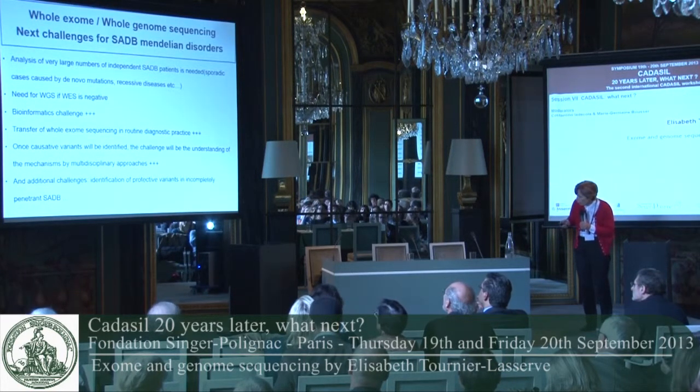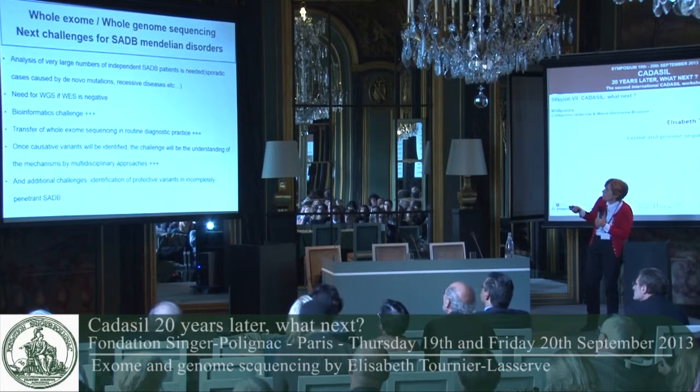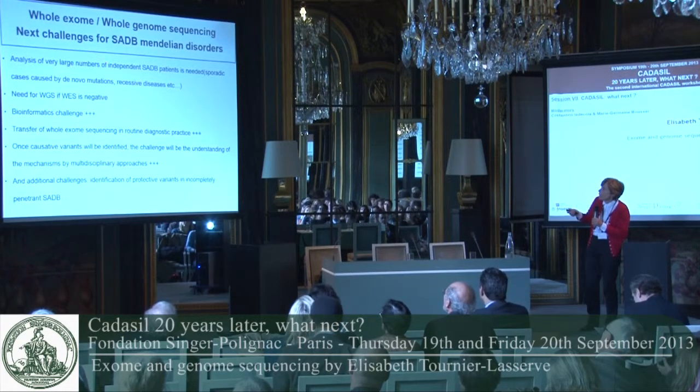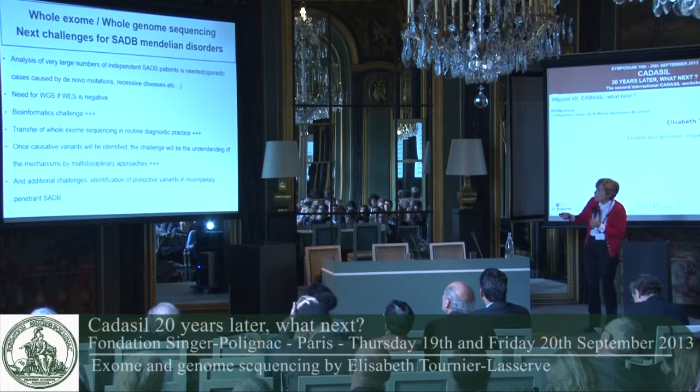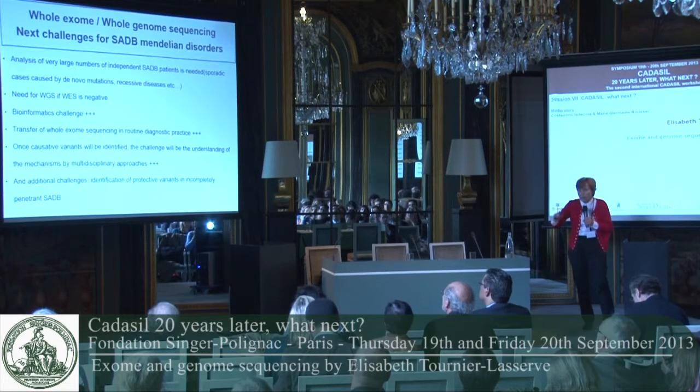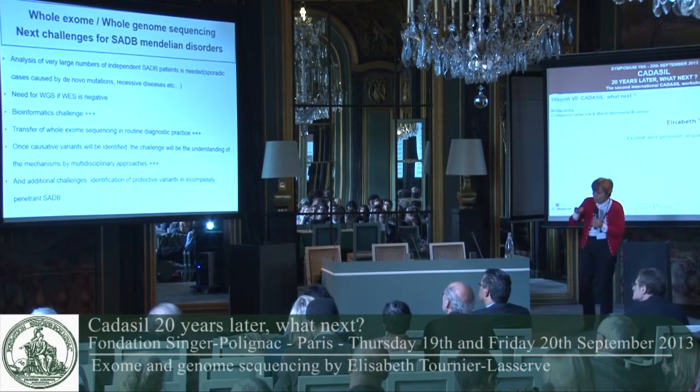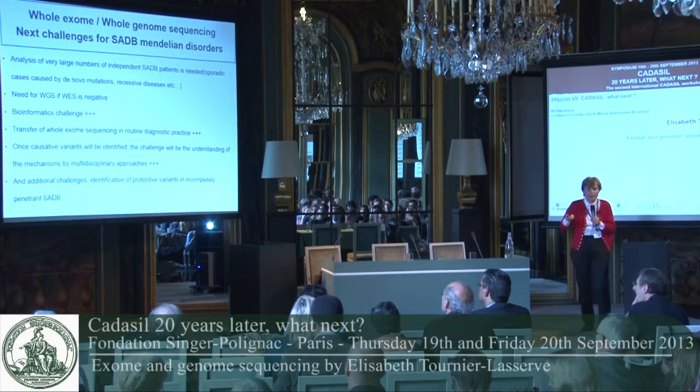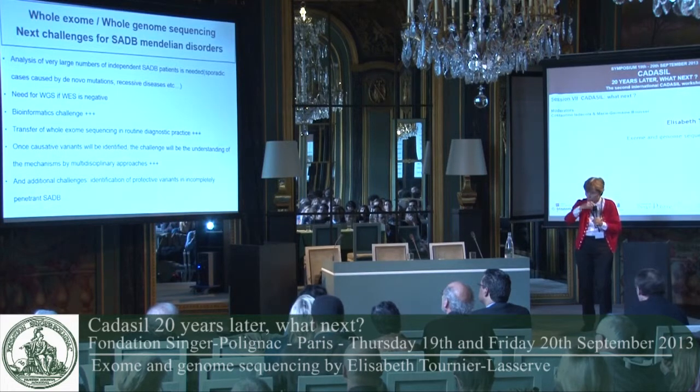Going back to small vessel disease, we really need to go further and analyze a very large number of independent small vessel disease cases if we want to identify the genes involved in sporadic cases caused by de novo mutation, sporadic cases which are genetic but recessive disease. In the stroke field, almost nobody has worked on recessive disorders. The families are small, and generally there's only one case per family, so the clinician will think that it's not genetic, so they don't collect the patients.